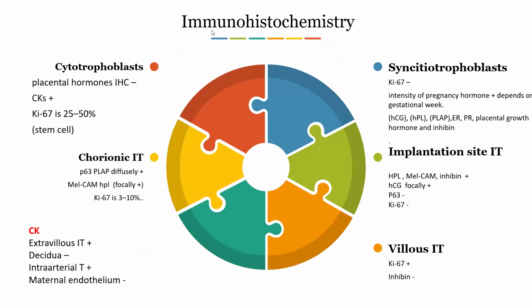If we know the immunohistochemical marker that each one of these trophoblasts expresses, we can use this in diagnostics. For example, the chorionic intermediate trophoblasts are the ones that arise in the chorion laeve. They express an immunohistochemical marker called P63. So if I have a GTD that arises from those, I will use the P63. Another example, implantation site intermediate trophoblasts express HPL and MELCAM. So if I have a GTD that arises from those types, I will use those markers, etc. The syncytial trophoblasts, HCG, and etc.